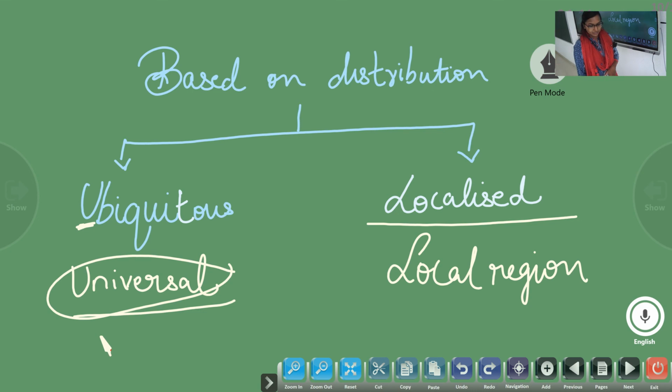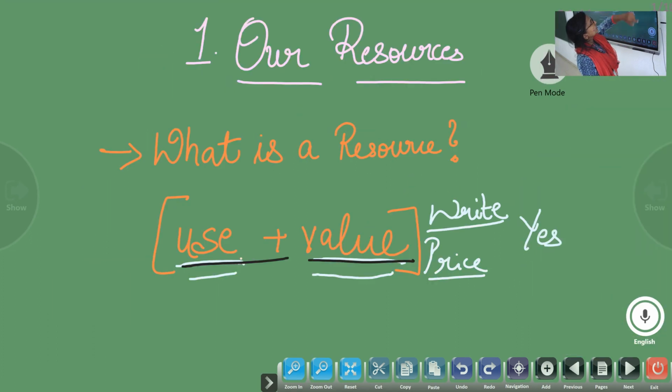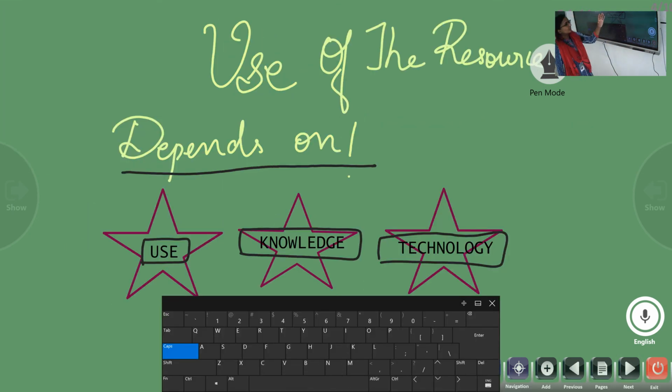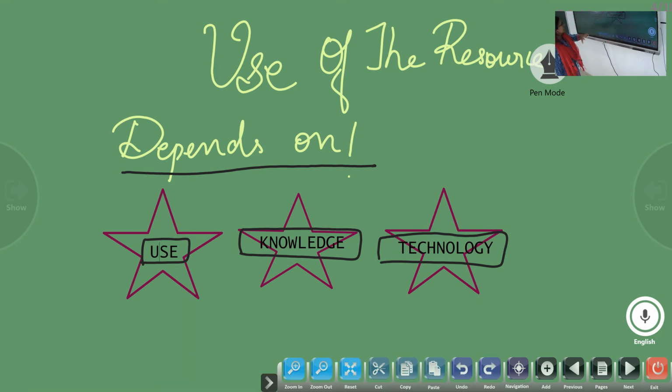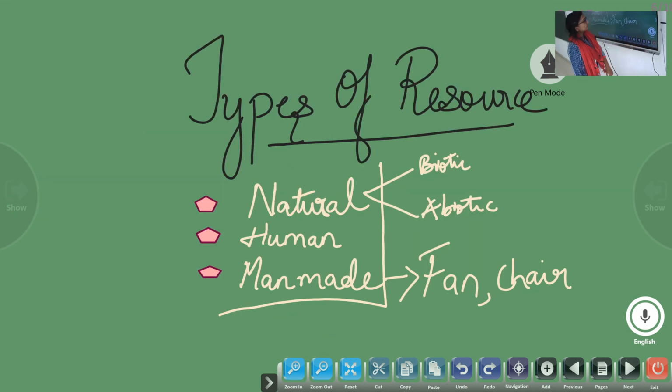Okay, so that's it for today. Let's just do a quick recap on everything that we learned. First one, we studied what is resource. We said resource has use and resource has value. We said value can either be economic or it can be aesthetic. And to use the resource, there should be three things. That is, we should know the use, we should have the knowledge, and we should have the technology. And we found out resource means the function and not the object.